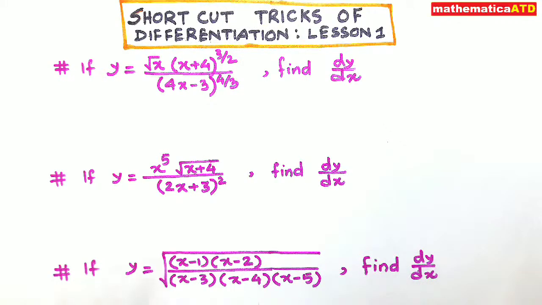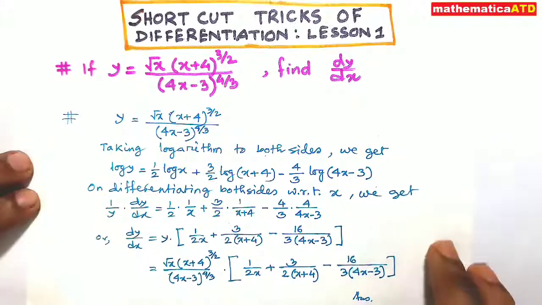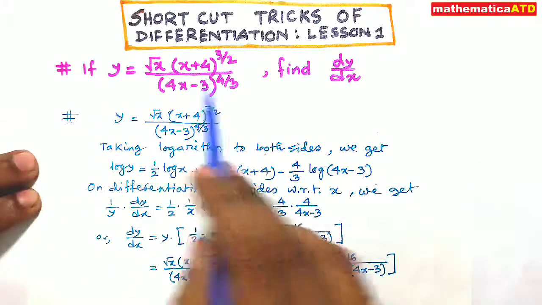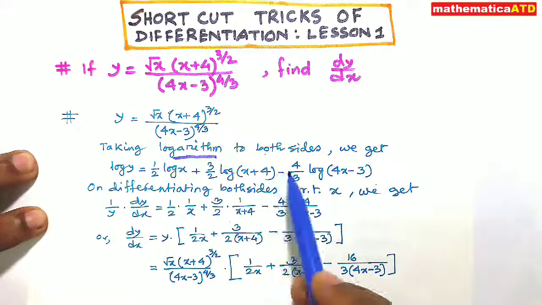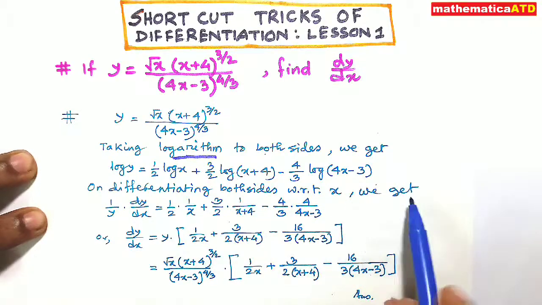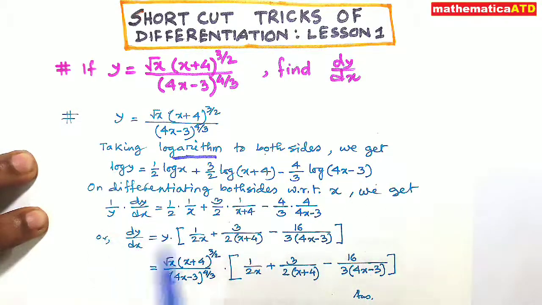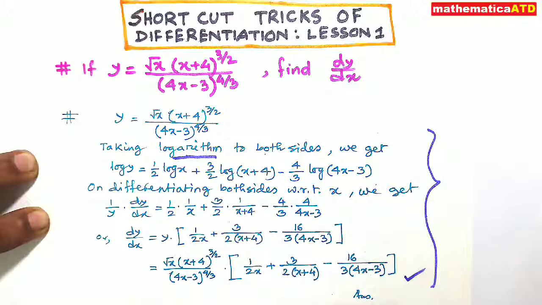So first of all, I want to show the traditional way how we can actually do this solution. If y is equal to this one, find dy dx. So we have taken first of all the logarithm to both sides and separated them. Then on differentiating both sides with respect to x, we got the result. So this is the process, and obviously it will take at least 4 to 5 minutes.